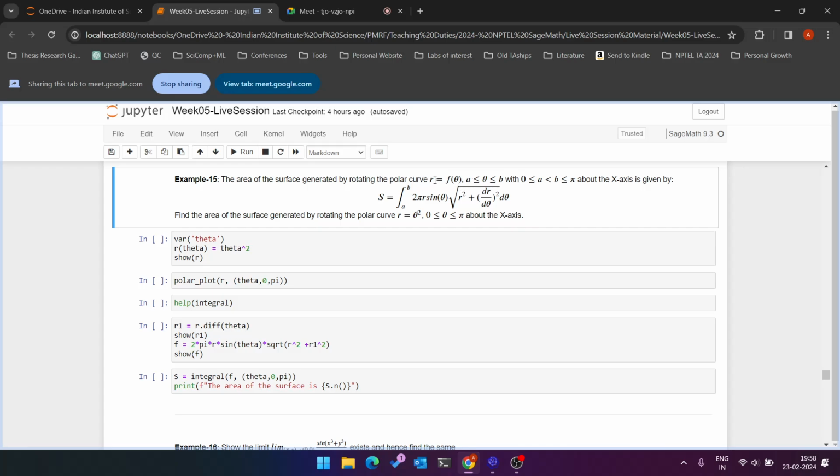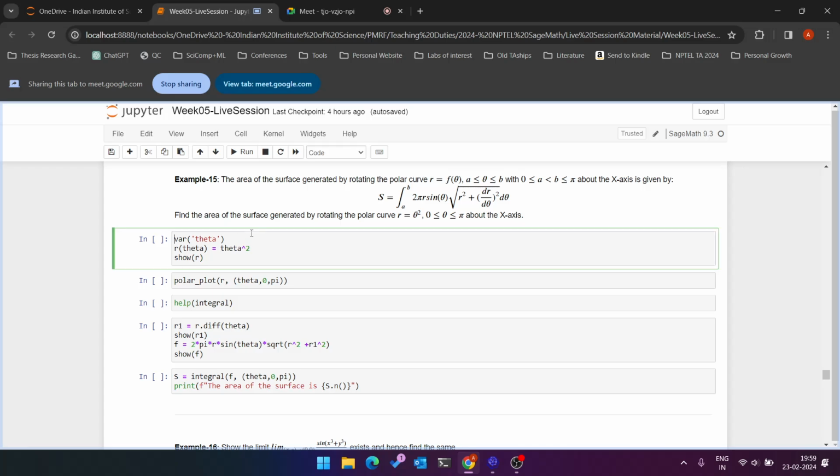So we have a polar curve of the form r is equal to f of theta. Theta is restricted to some interval a comma b, which is a subset of 0 comma pi. So theta will be within 0 and pi always. And then we rotate our curve about the x-axis. From that, we wish to see what surface is generated, and for that surface, we want to see how our area of the surface looks like. So the formula for the same is an integral from the limits a to b of 2 pi r sine of theta times square root of r square plus dr by d theta whole square d theta.